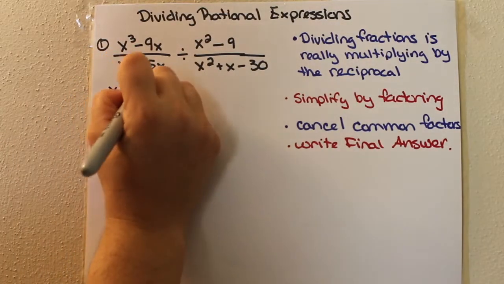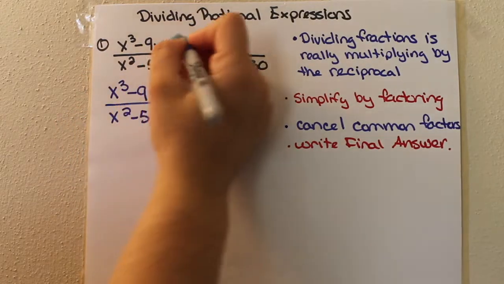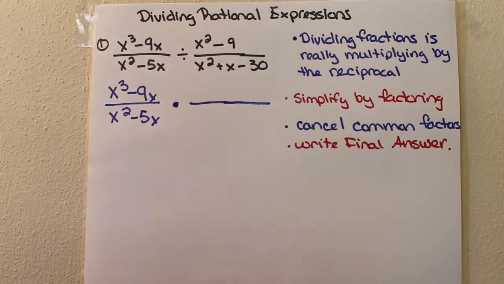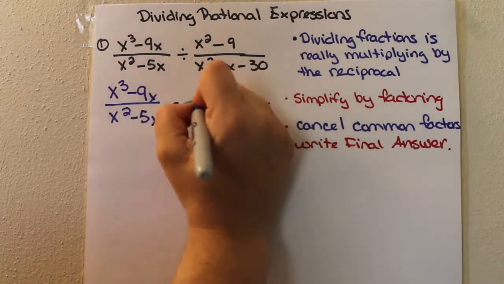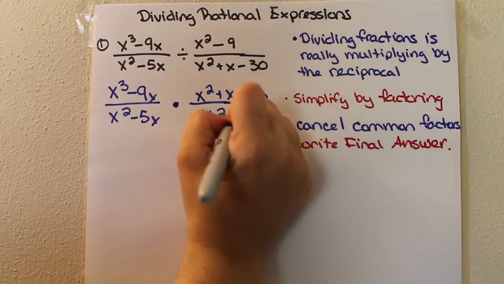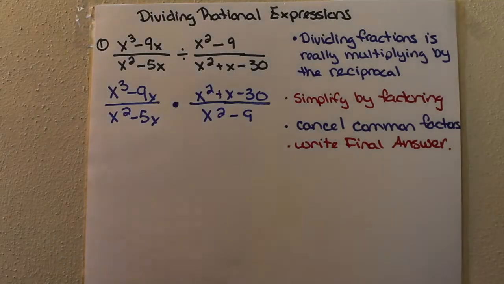We're going to have x cubed minus 9x over x squared minus 5x. I'm changing this sign to multiplication, and again I'm going to write the reciprocal of the above fraction. So I'm going to have x squared plus x minus 30 at the top and x squared minus 9 at the bottom. Now I'm going to continue this problem just like the multiplication of rational expressions by factoring as much as possible and then canceling.